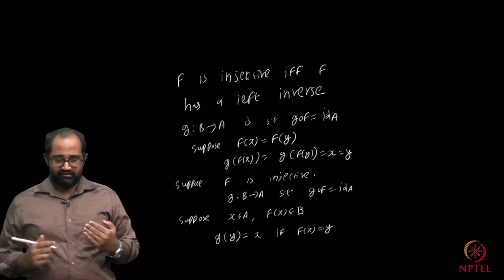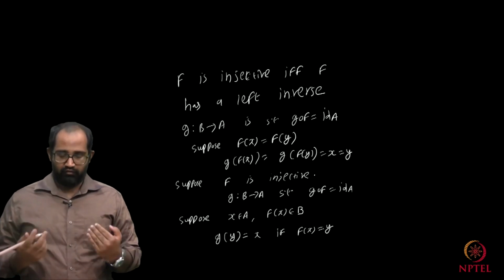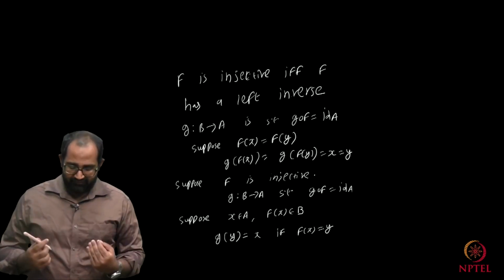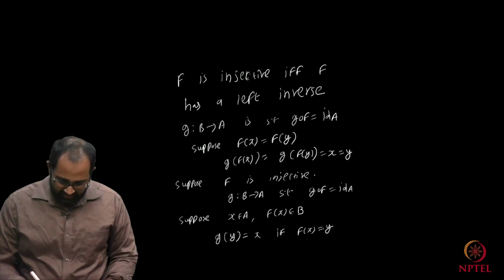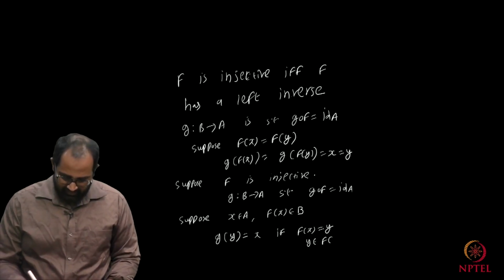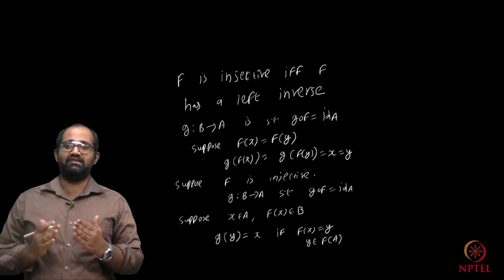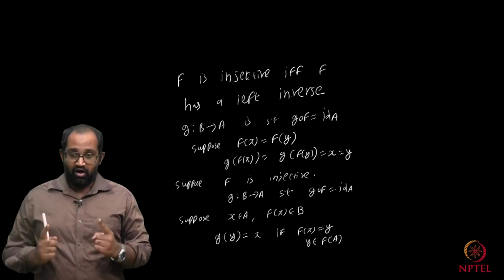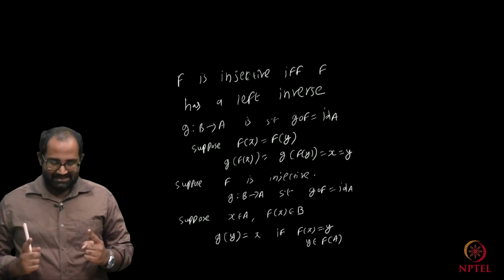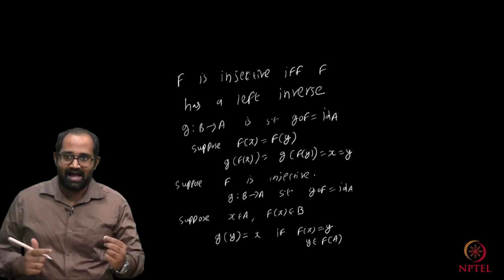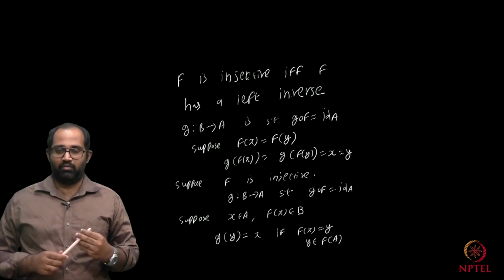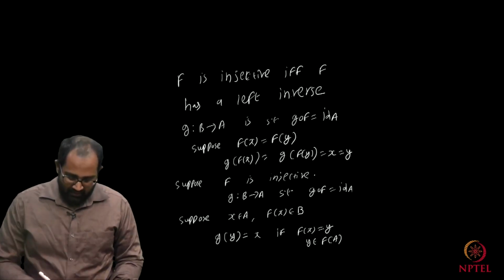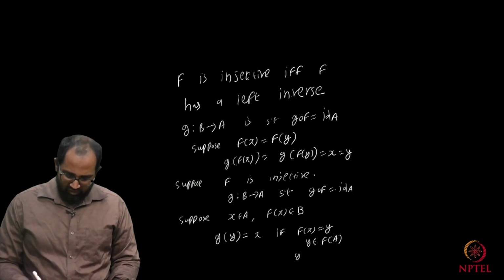So, what you do is you first define g of y to be x if f of x equals y. This is defined only when y is in f of A. If y is in f of A, this definition makes sense because for y there will be exactly one x such that f of x equals y. Why will there be exactly one x? Because of injectivity.